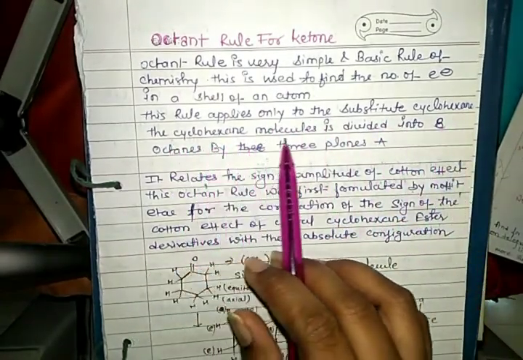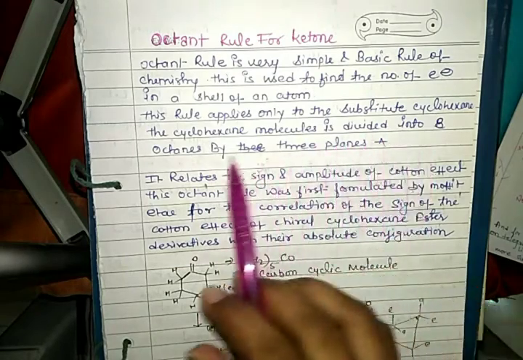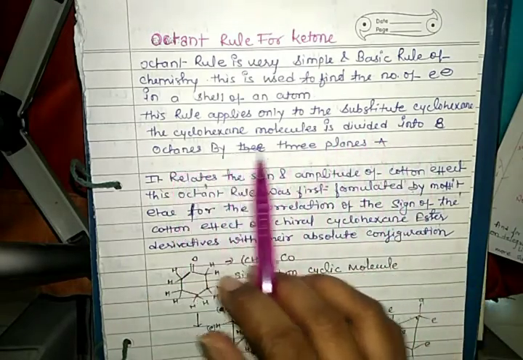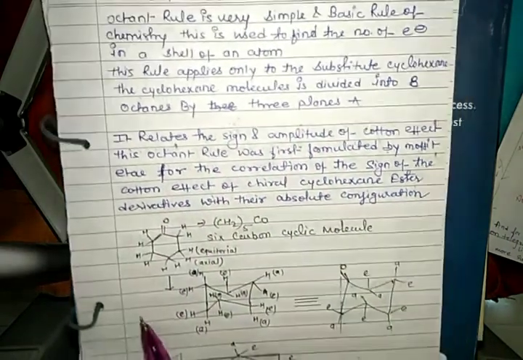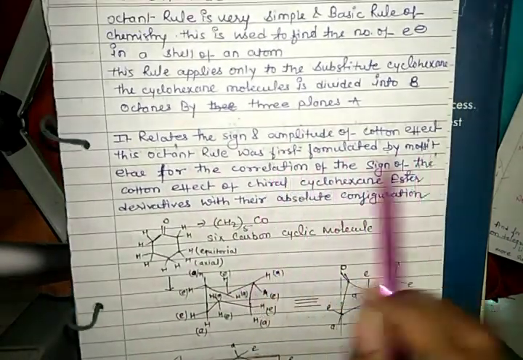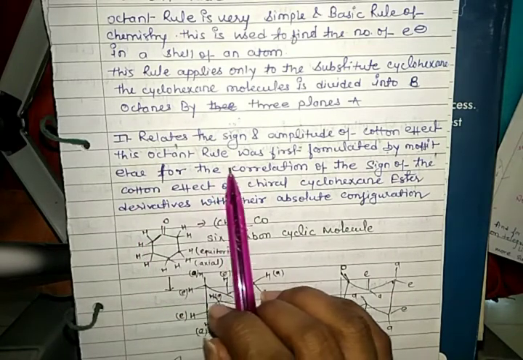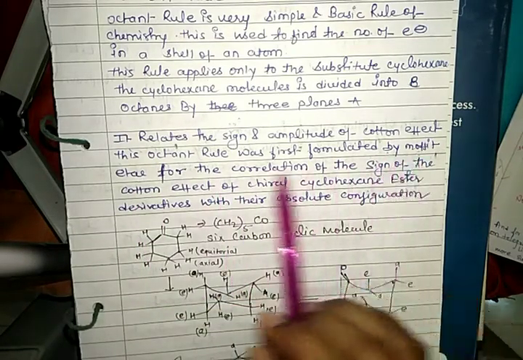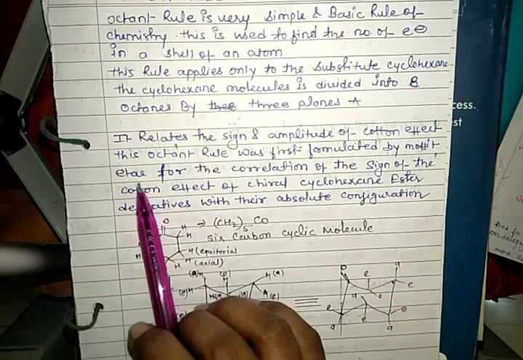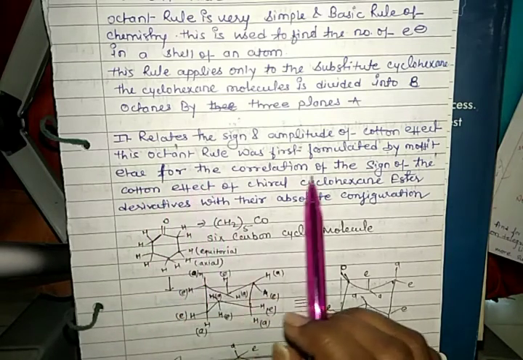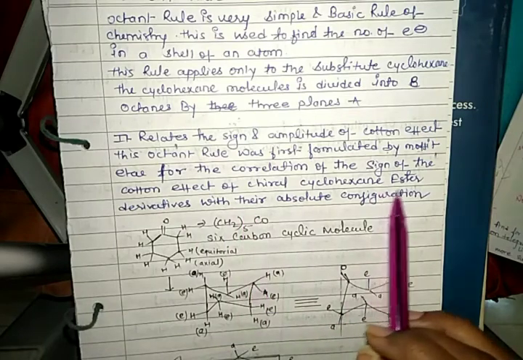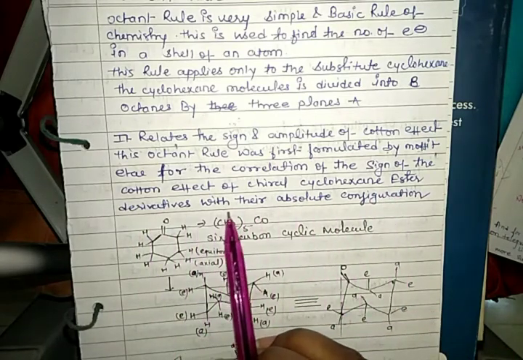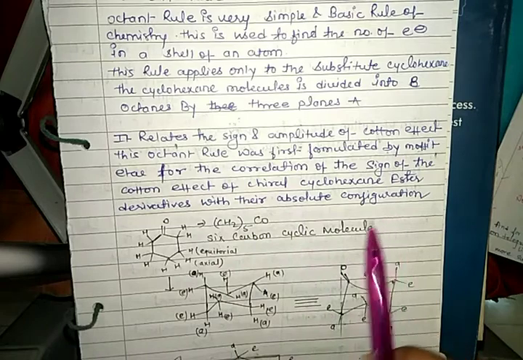The cyclohexane molecule is divided into octants by three planes A. It relates the sign and amplitude of the Cotton effect. This octant rule was first formulated by Moffitt for the correlation of the sign of the Cotton effect of chiral cyclohexanone derivatives with their absolute configuration.